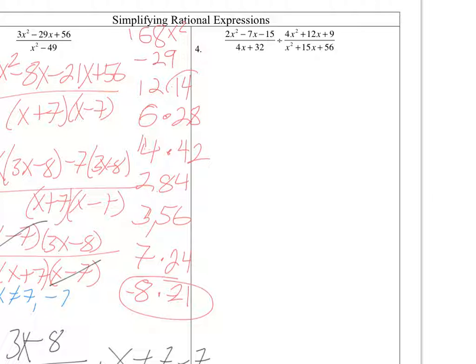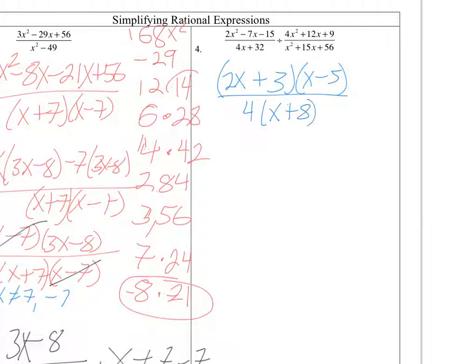Well, the first one is going to factor into 2x and x. I think it's going to be x minus 5 and 2x plus 3. On the bottom, that would turn into 4 times the quantity x plus 8. And I'm going to keep the dividing part here for a minute.